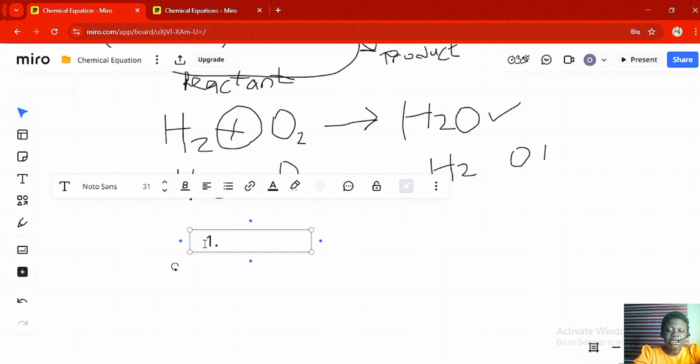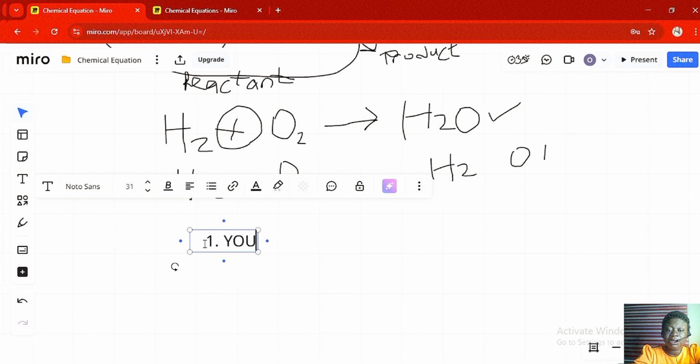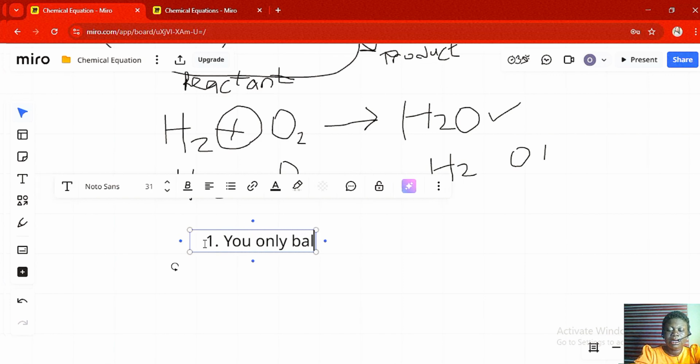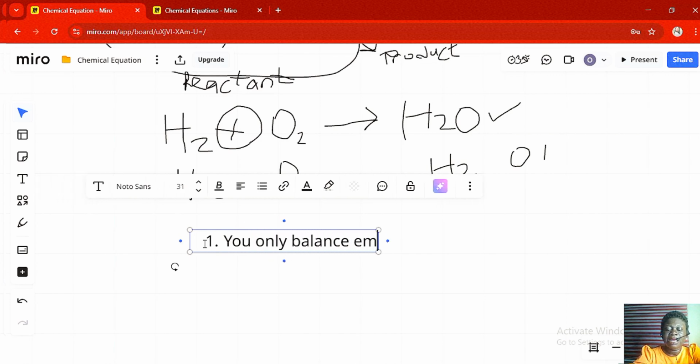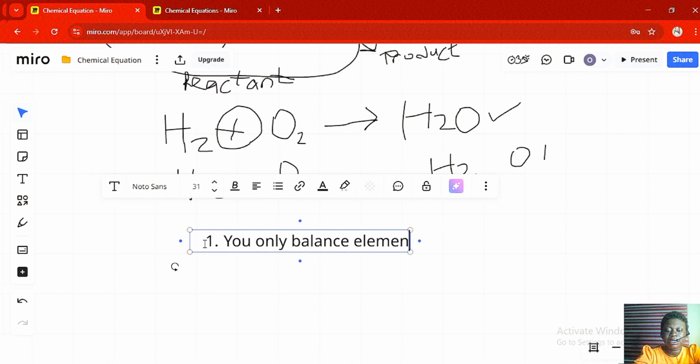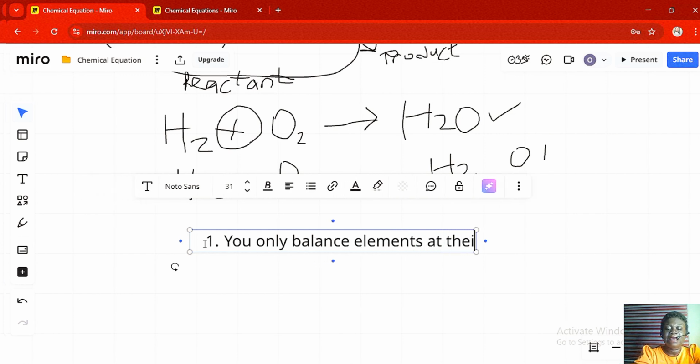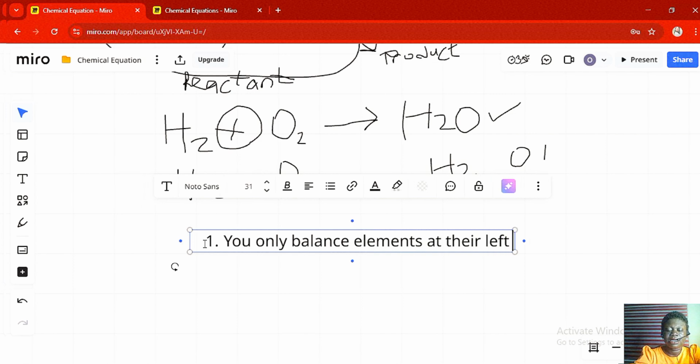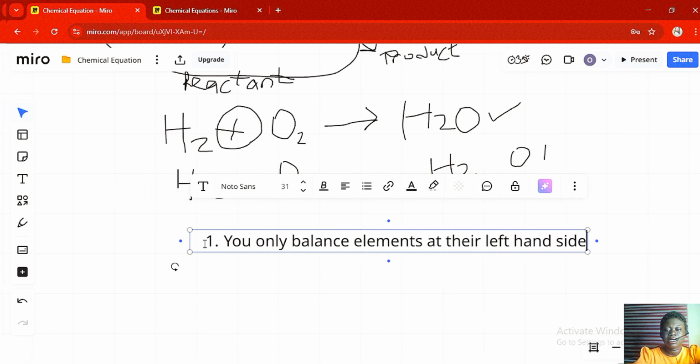When you are balancing a chemical equation, you only balance elements at their left-hand side. So you don't balance at the right-hand side of an element or a compound. What do I mean by that?